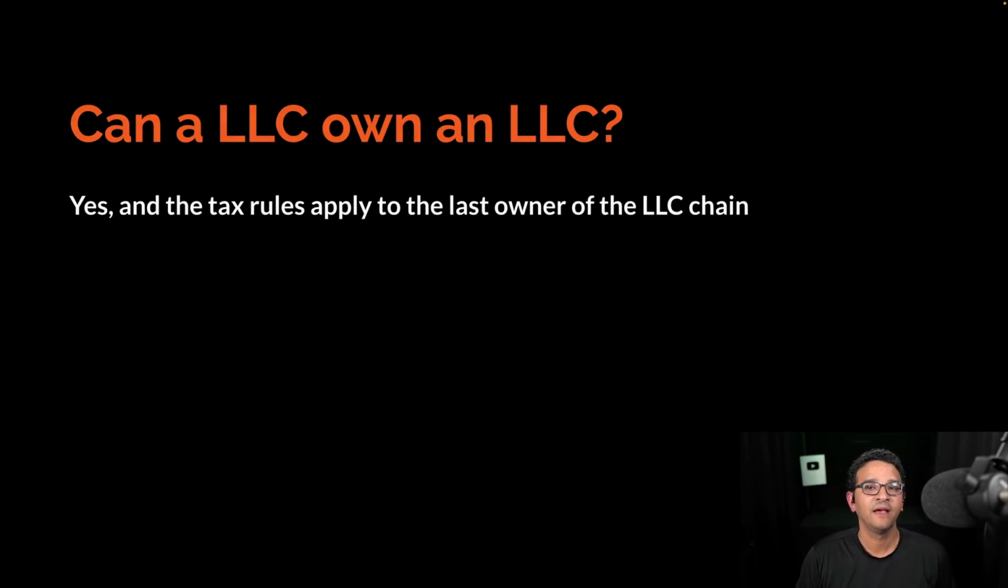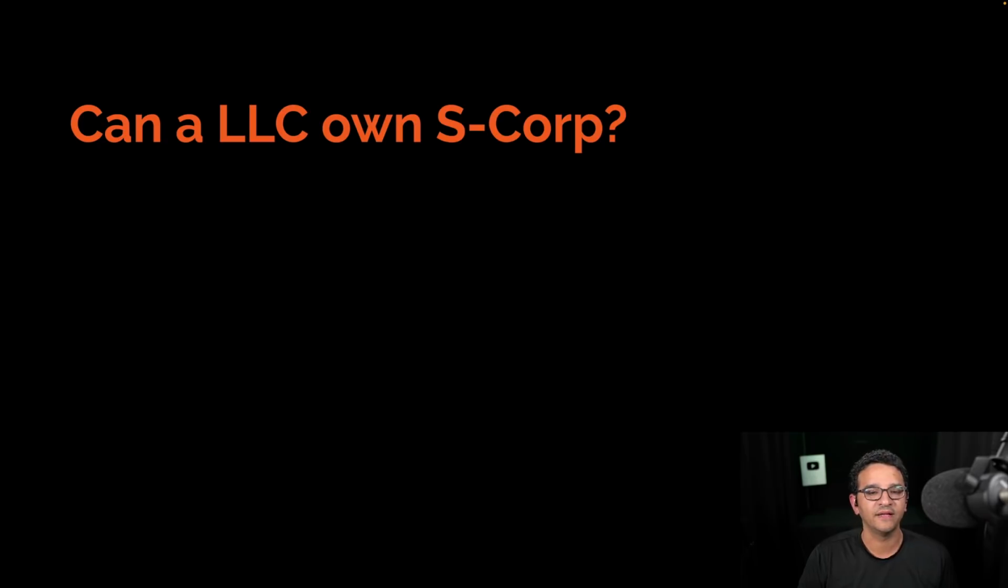Well, the answer is yes. And the tax rules apply to the ultimate owner of the LLC in the chain. So you can have 10 LLCs that own each other, but at the end, one of the LLCs is ultimately going to be owned by an individual person. When that happens, that ultimate owner is the one that pays the tax. All the rules are the same.